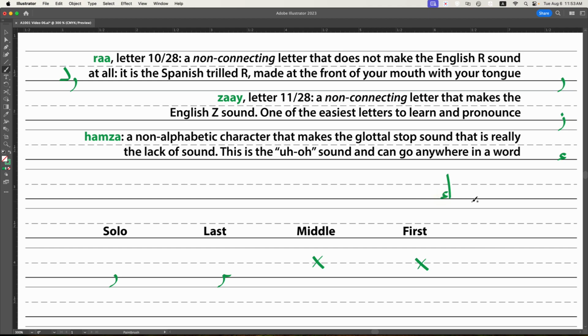And what this means is that the word will end with the ah sound, and then you'll make a tiny little stop before you go on to the next word. I'll show you an example of this in a moment.